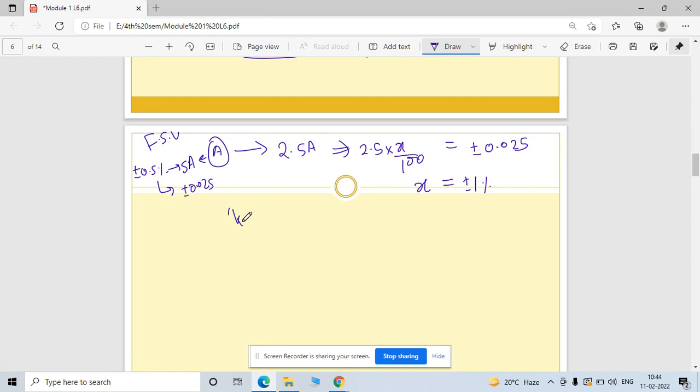Okay, for the wattmeter, the percentage value is plus minus 1% for your full scale reading. Full scale reading is nothing but your 500 watt. So for this 500 watt, the absolute error is 500 multiplied by 1 divided by 100. When you solve this, you will get plus minus 5 watt.